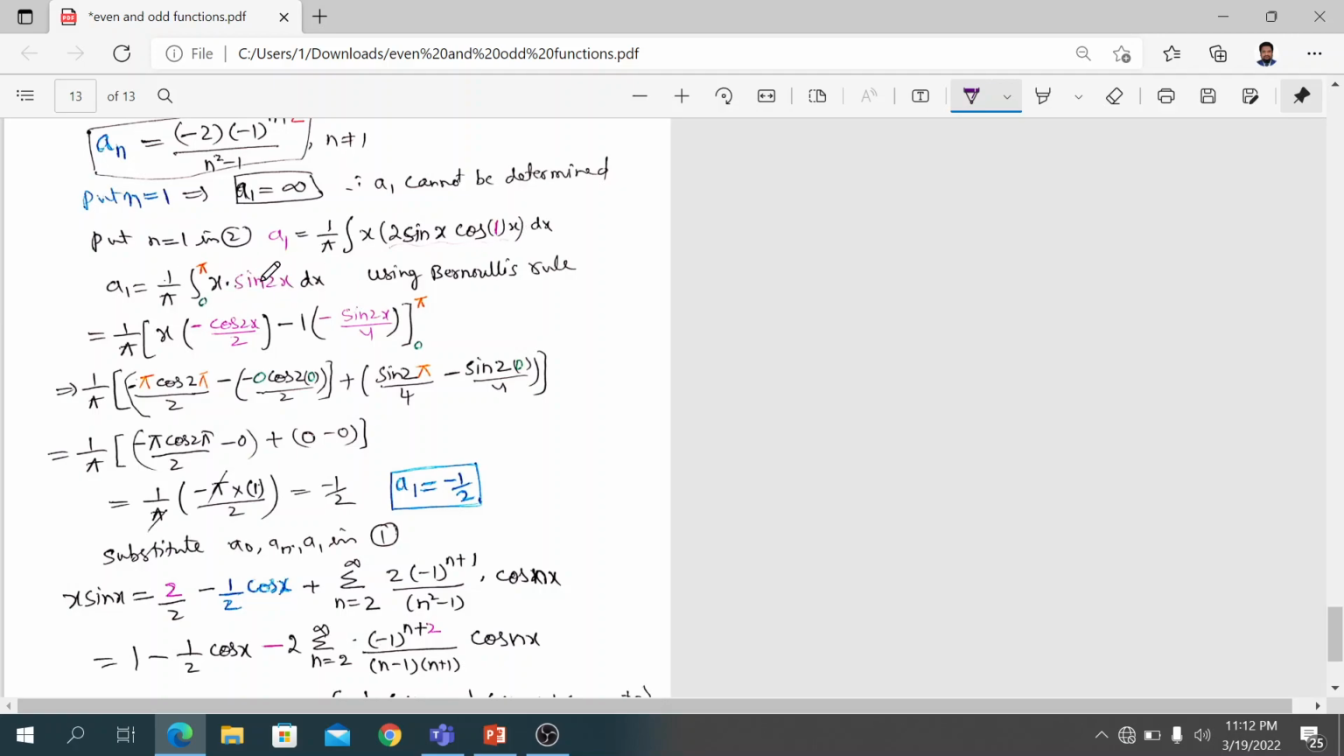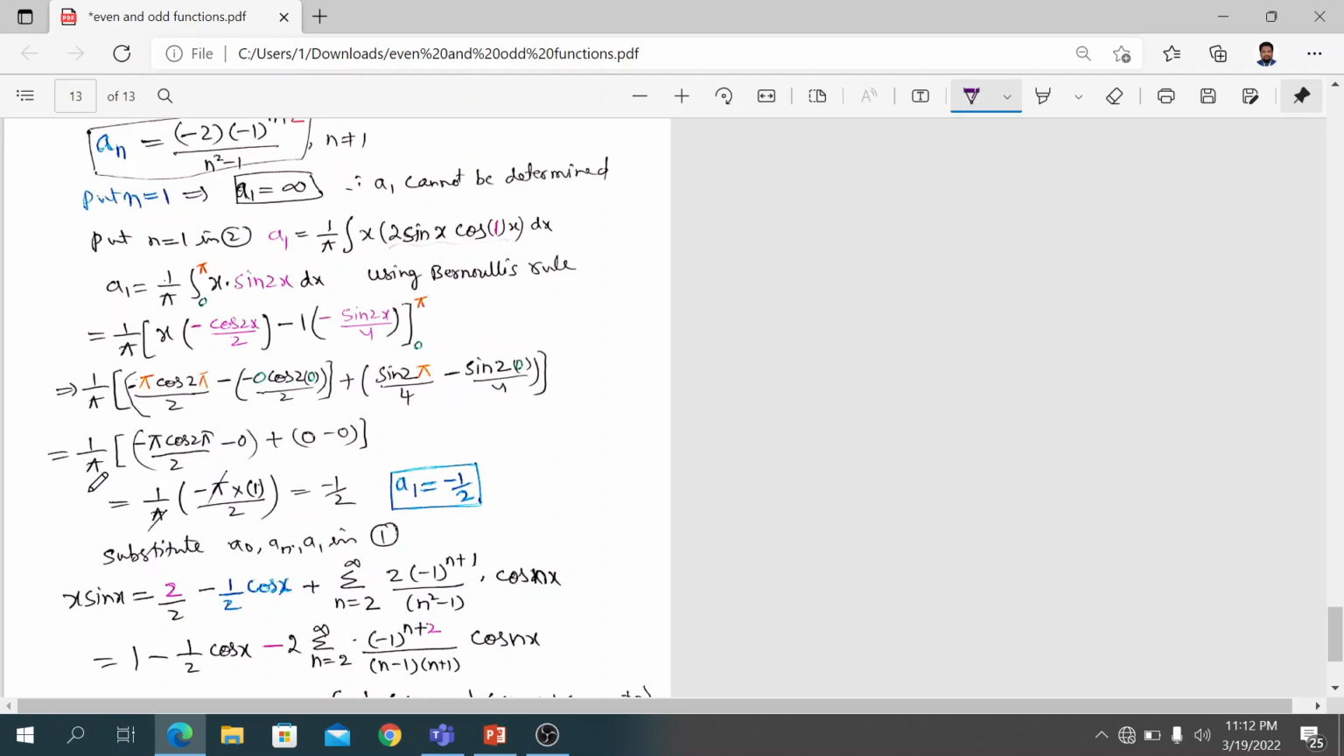This we do using Bernoulli's rule. X minus of derivative of x is 1. Integration of sin 2x is minus cos 2x by 2. Again derivative, minus sin 2x by 4. It is 2, it becomes 4. From 0 to pi. Now upper limit minus lower limit: minus pi cos 2 pi by 2 minus 0, minus 0 cos 2 0 by 2, plus, minus into minus plus, sin 2 pi by 4 minus sin 2 0 by 4.